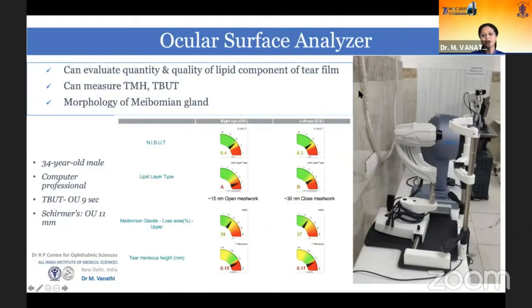What we now have is advanced diagnostics in a dry eye suite in your clinics, the luxury of using an ocular surface analyzer, which can quantify all these multiple ocular surface evaluations within a short period of time. It can give you a look at the meibomian gland morphology, the tear meniscus height, the non-invasive TBUT, and also quantify the lipid component of the tear film, and gives you a diagrammatic representation along with the values.